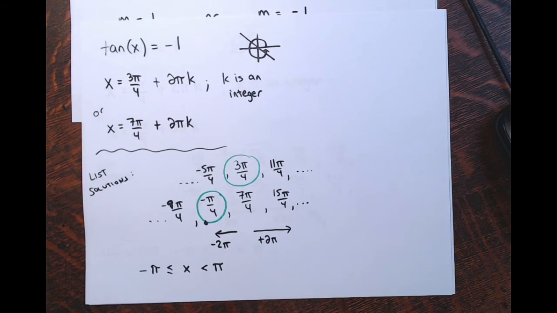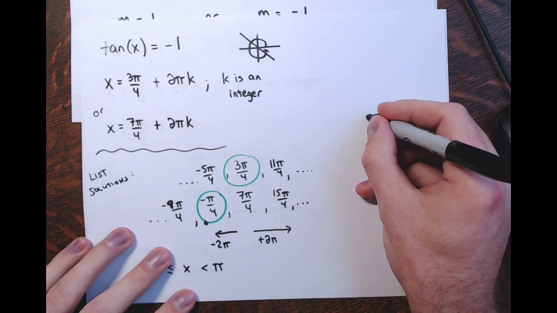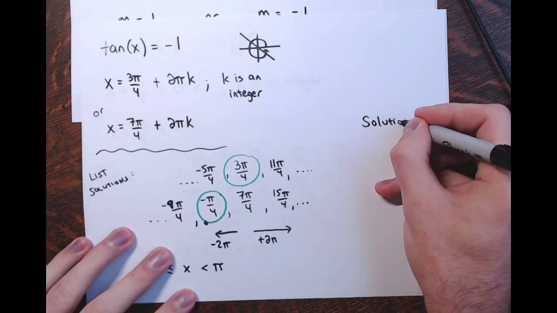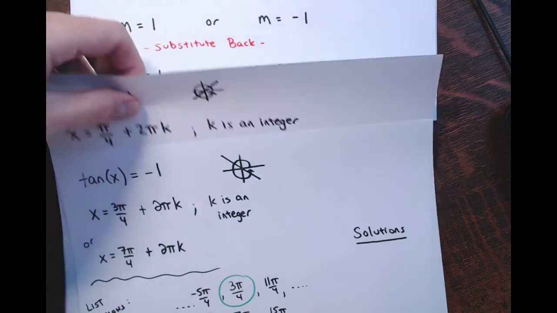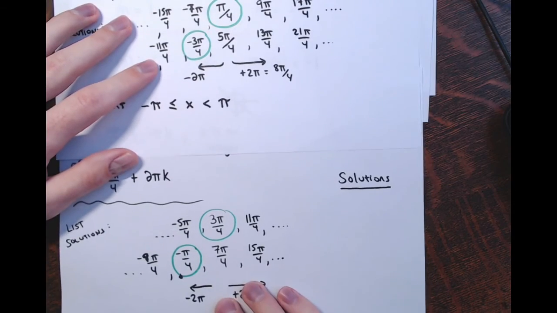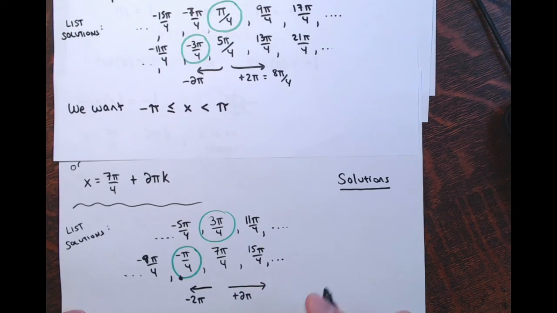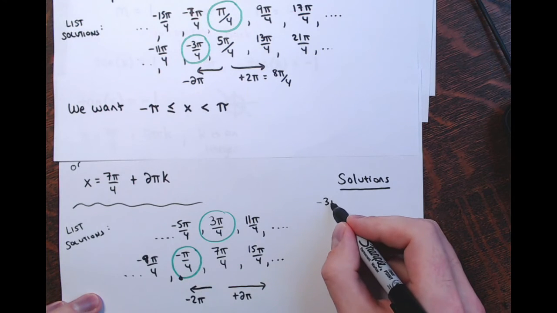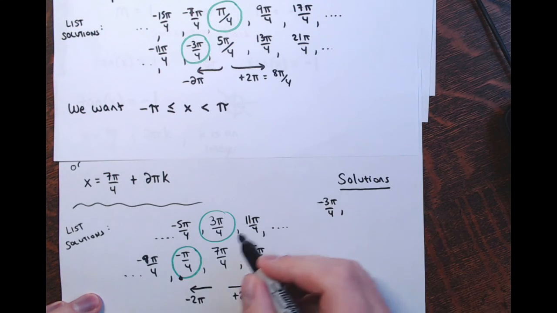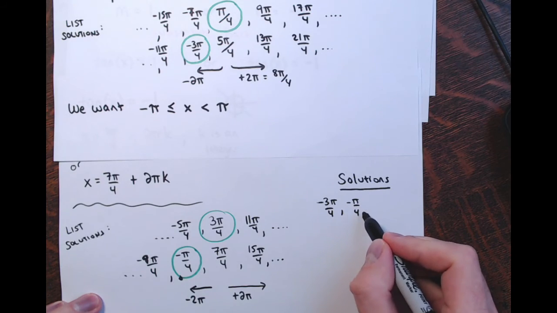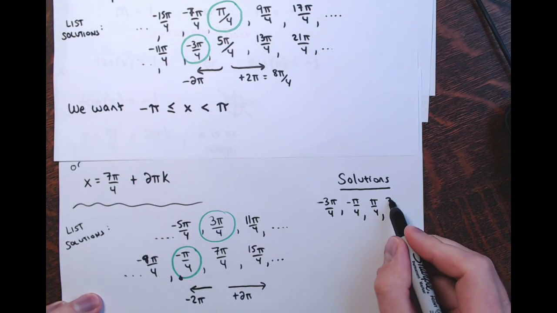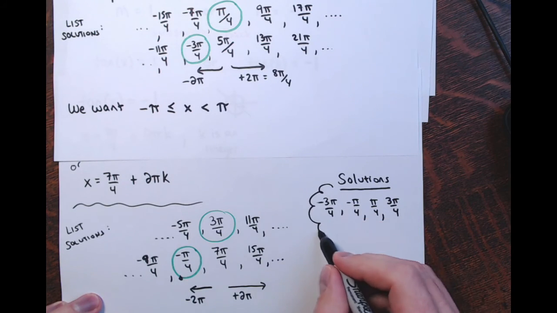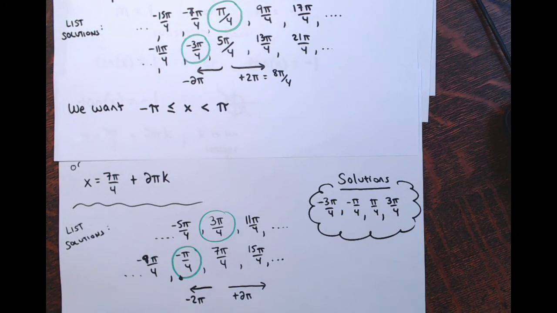So all told, after all this, the solutions that we want: here were the two from up here. If I'm going to put them in order from least to greatest, we had negative 3 pi over 4, then negative 1 pi over 4, then positive 1 pi over 4, and positive 3 pi over 4. So here's what I'm going to type in. Those are the 4 solutions to this equation that are in the range that they asked for.